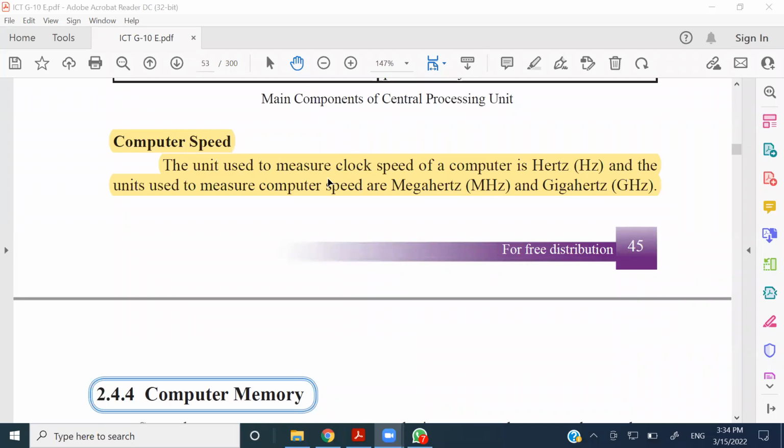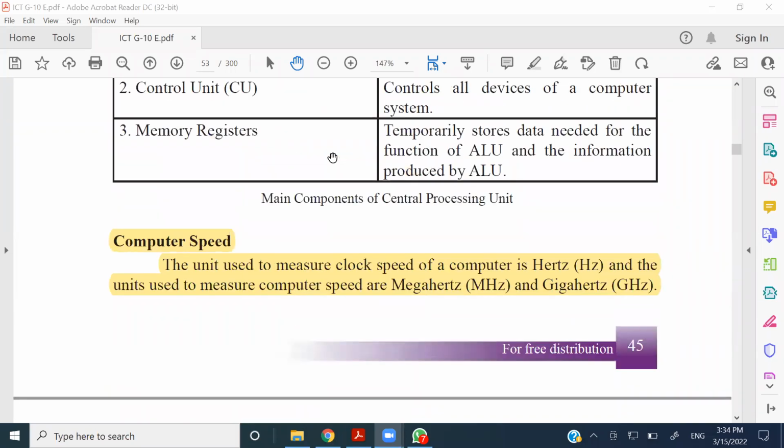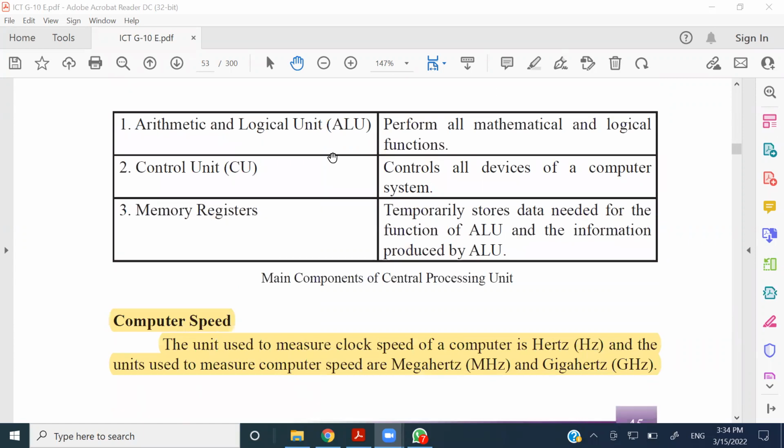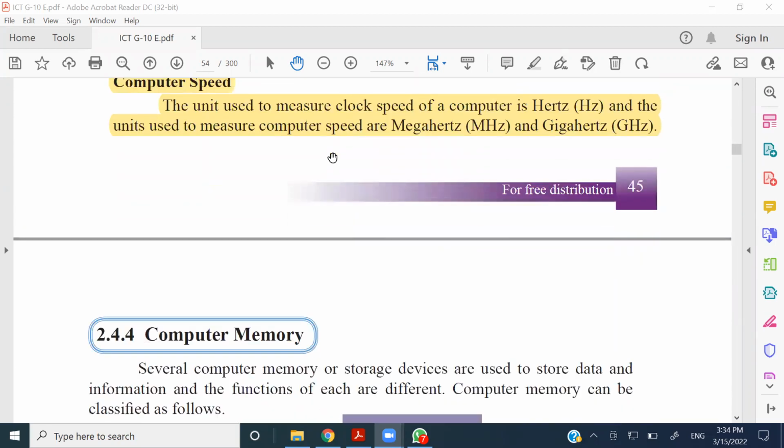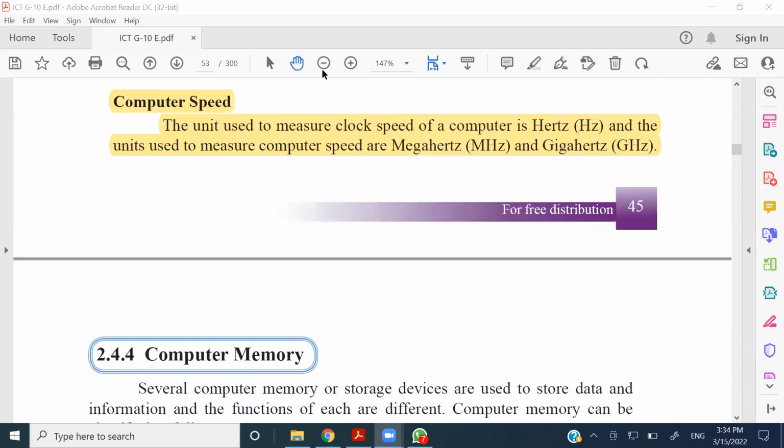Okay, so we haven't written about the computer speed last time. We were completing this table, so it's better you write this down. Then we'll go to the computer memory.